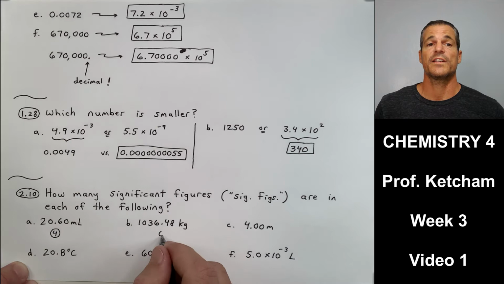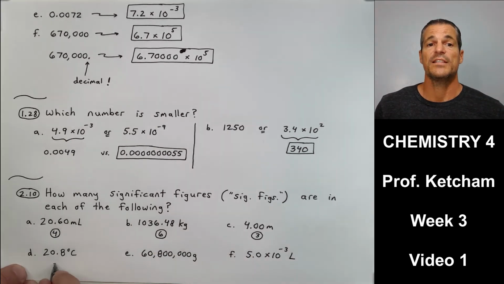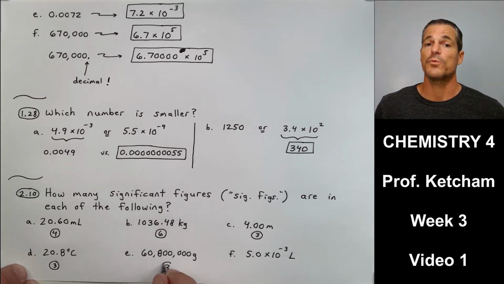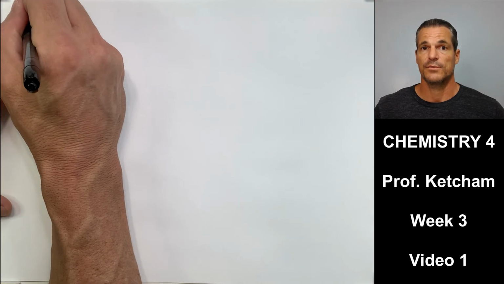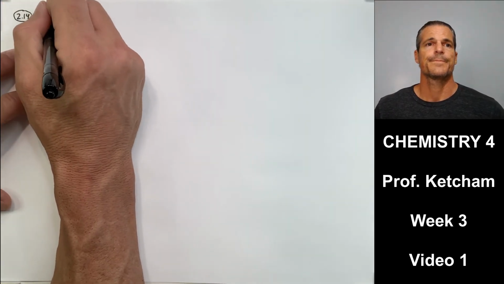20.60, that's 4 sig figs. B is 6 sig figs. C is 3 sig figs. D is 3. E is 3. And F, I missed it. It was going too fast there, but I think it was 2, wasn't it?